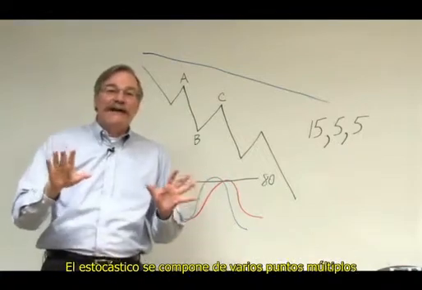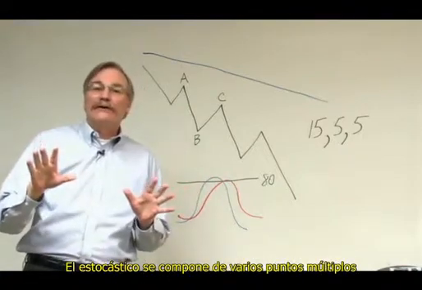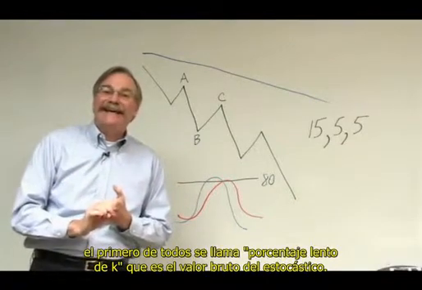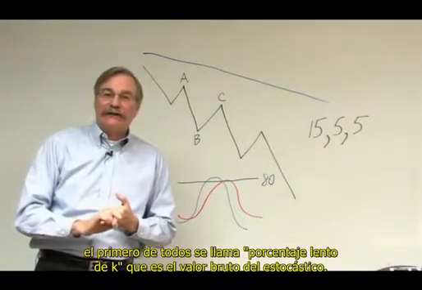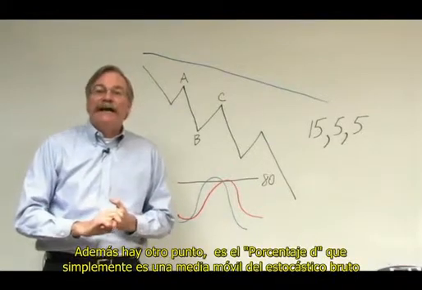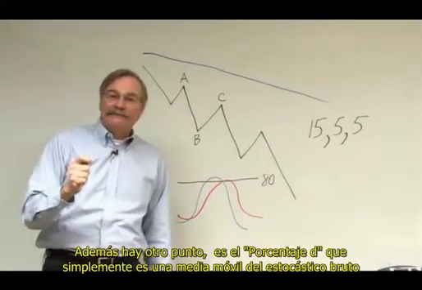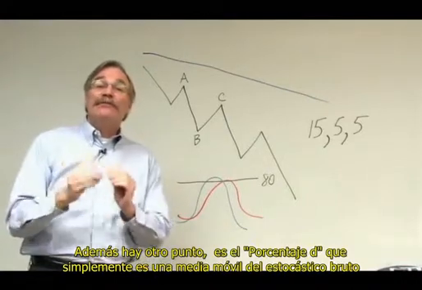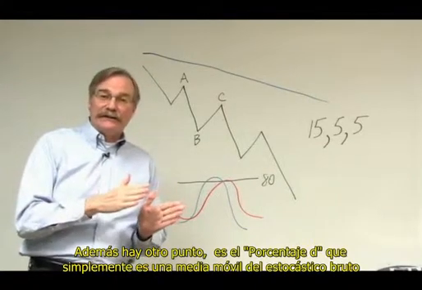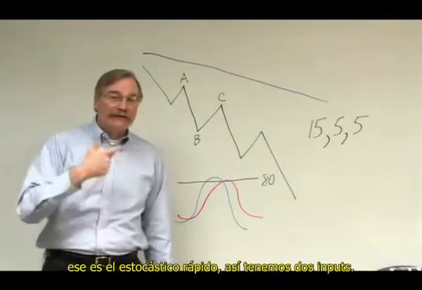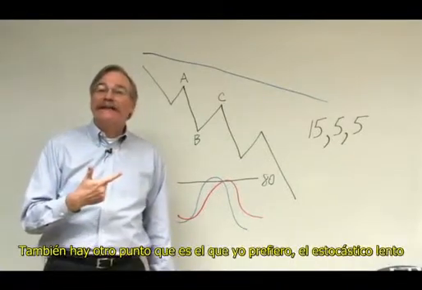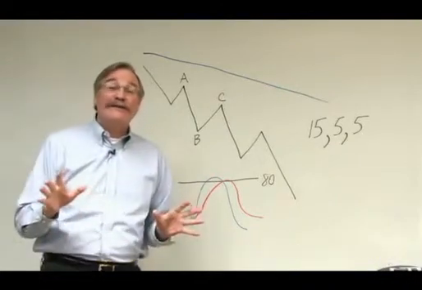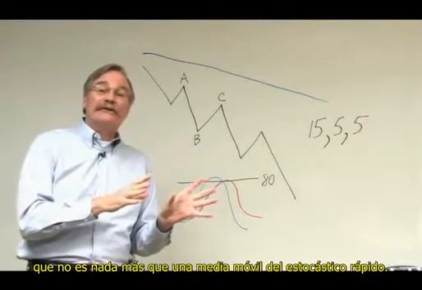Stochastics is made up of a number of different points. The first is the percent K, which is the raw value of the stochastics. There's also the percent D, which is simply a moving average of the raw stochastics. Those two inputs make up the fast stochastics. There's also the one I prefer, slow stochastics, which is nothing more than a moving average of the fast stochastics.